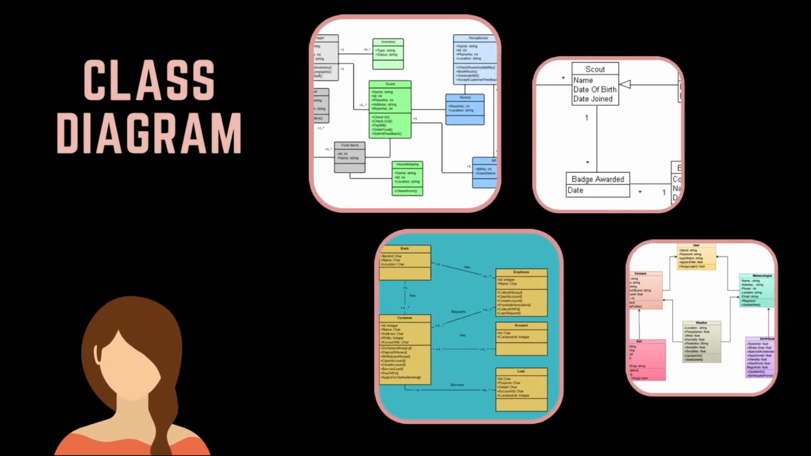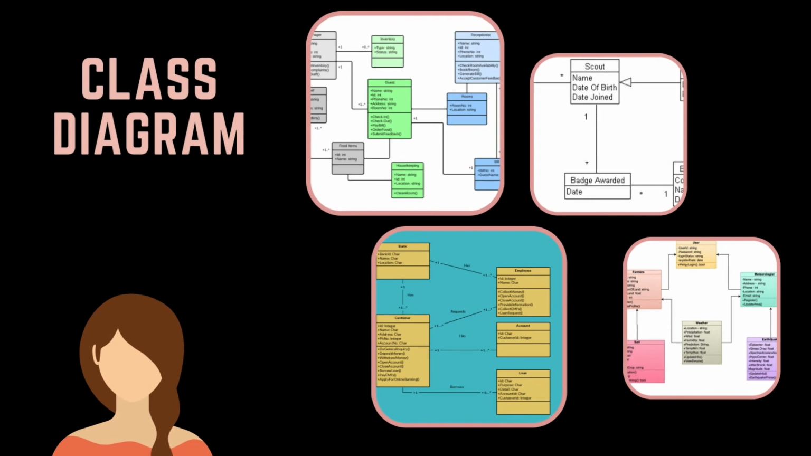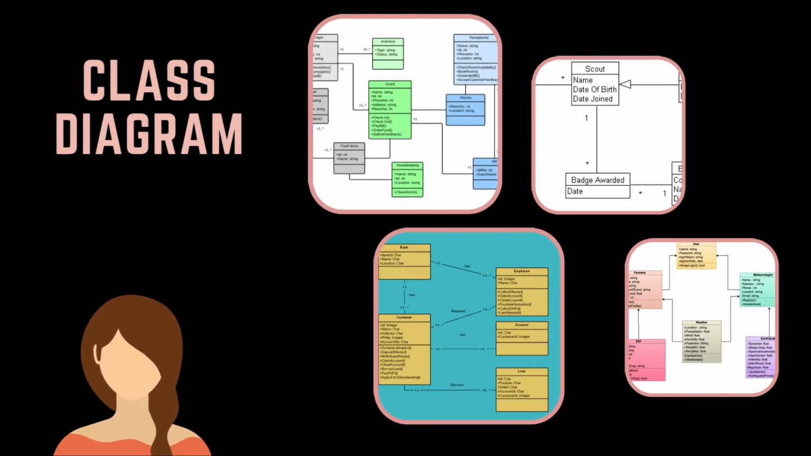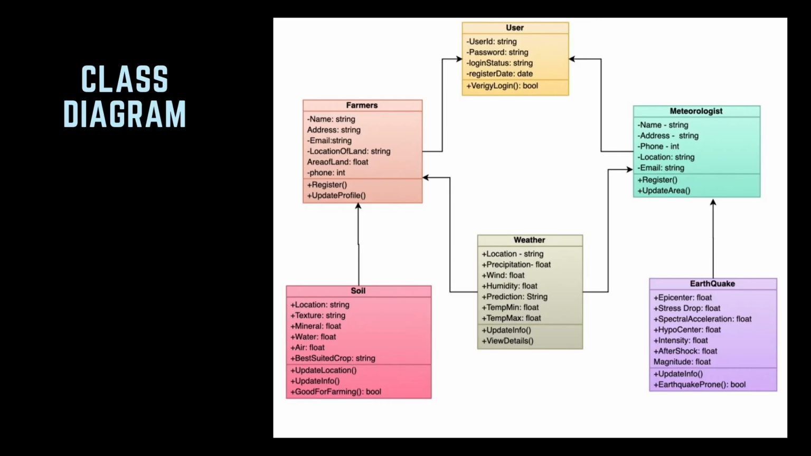Class diagrams. What exactly are class diagrams? They describe the attributes and operations of a class and also the constraints imposed on the system. They generally consist of classes, interfaces, associations, collaborations, and constraints. Class diagrams are the only UML diagrams which can be mapped directly with object-oriented languages.